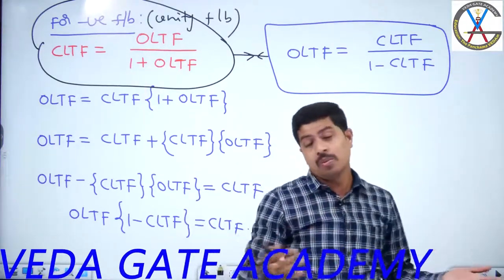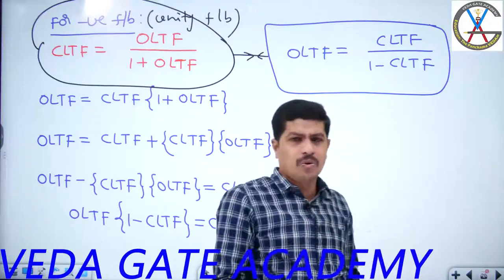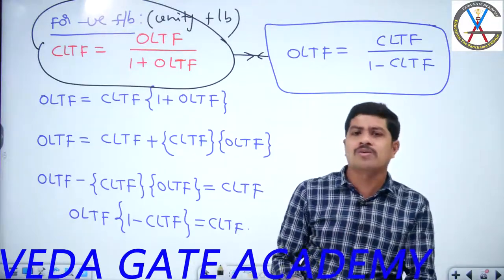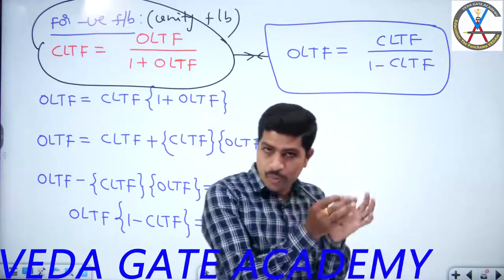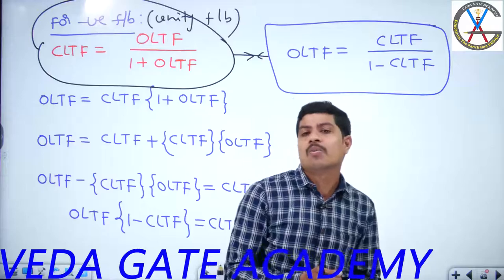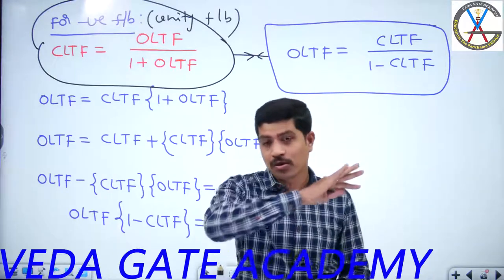Open loop poles and closed loop poles. Open loop transfer function poles are called open loop poles. Closed loop transfer function poles are called closed loop poles. The characteristic equation is the closed loop transfer function denominator equated to 0, but the open loop transfer function denominator equal to 0 is not called the characteristic equation.